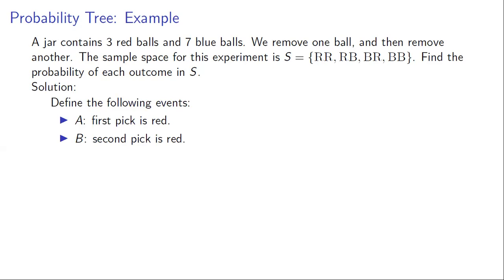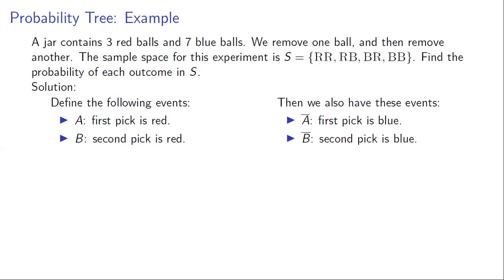So now these events really imply the following other events, right? A is the event where the first pick is red. So not A, the complement of A, would be the event where the first pick is not red, meaning the first pick is blue. And the complement of B would be the event where the second pick is blue, meaning the second pick is not red, i.e. it must be blue. Okay, so now we can draw this tree here.